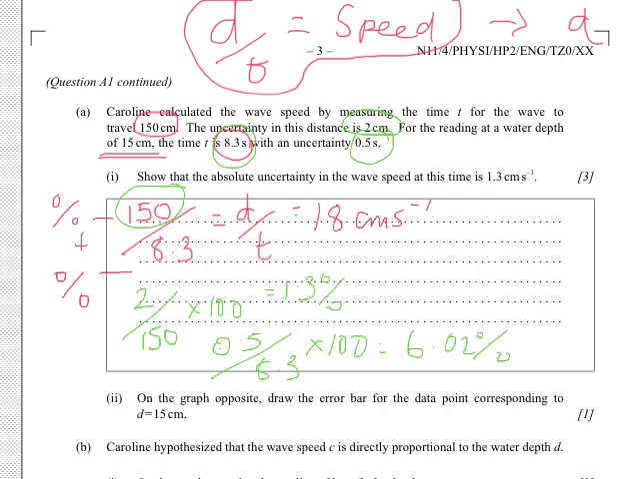Okay. Now you must add these two percentage uncertainties because you are dividing the quantities. So when you're dividing and multiplying quantities, you add the percentage uncertainties and you get a total percentage uncertainty of 7.35%.